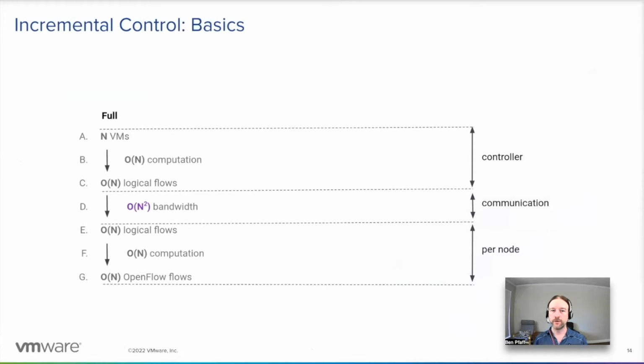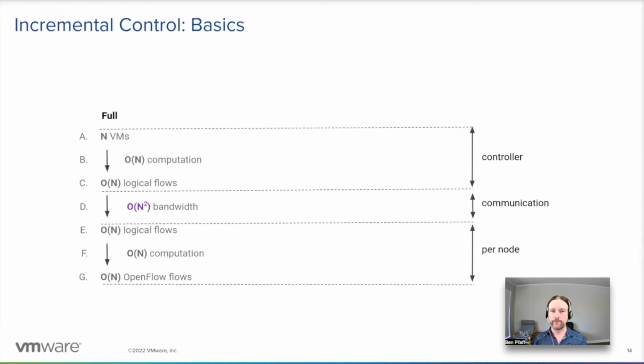So in a typical system, you'll find that the NVMs end up producing O of n table entries, which OVN represents as what it calls logical flows. And you can see a data flow chart here, and you can see that that's what happens in these from A to C there.